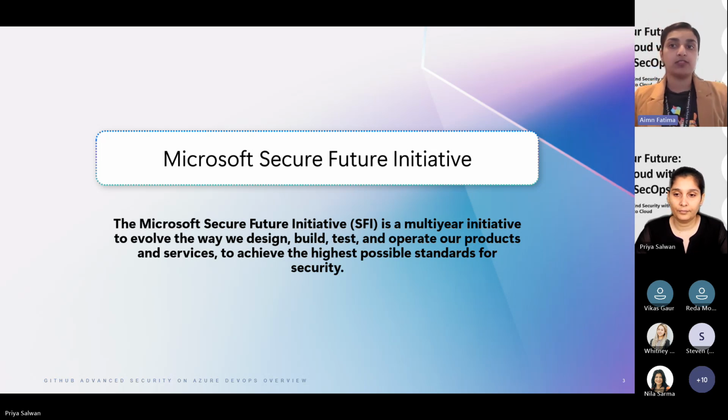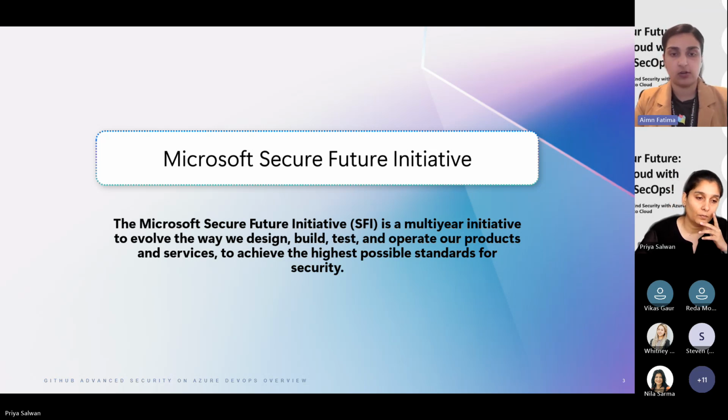This initiative was launched in November 2023 in response to the increasing threat landscape and the need to strengthen security measures. SFI is a multi-layered initiative to improve the way we design, test, and operate software securely. Our CEO, Satya Nadella, made security the number one priority at Microsoft, putting security above all else over all other features. Could we please go to the next slide, Priya?